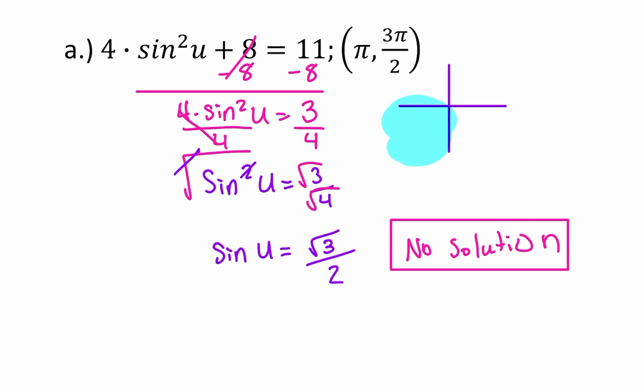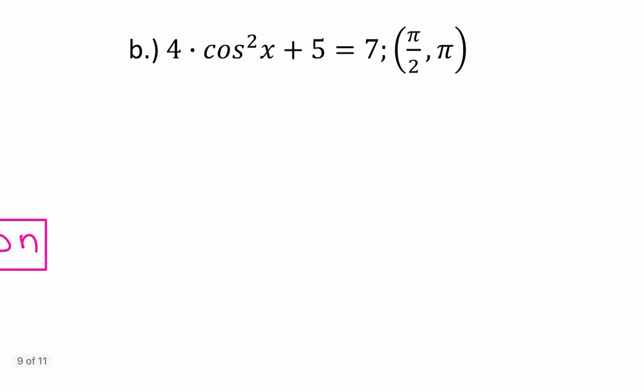Now, does square root of 3 over 2 exist for the sine? Absolutely. It happens at pi over 3. And because it's the y, it also happens at 2 pi over 3. But neither of those are between pi and 3 pi over 2, so we can't choose those answers.